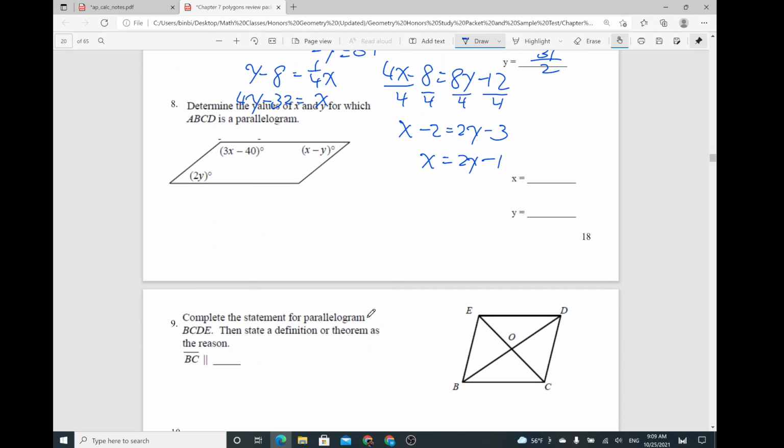Determine the value of x and y for which ABCD is a parallelogram. Again, similar to what we were doing. Consecutive interior angles are always 180, so 2y plus 3x minus 40 equals 180. And then the opposite angles right here are considered congruent as well, so 2y equals x minus y. And then solve for x and y. Once you set up the equations, you just apply the linear system solving technique, either using elimination or substitution.